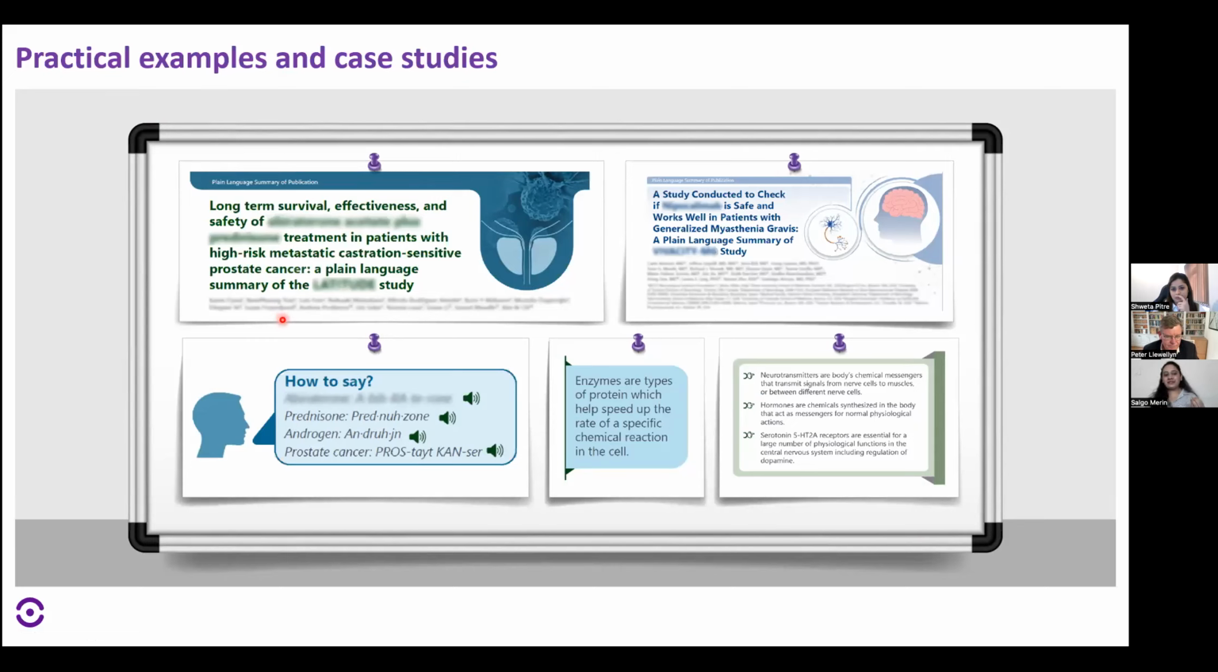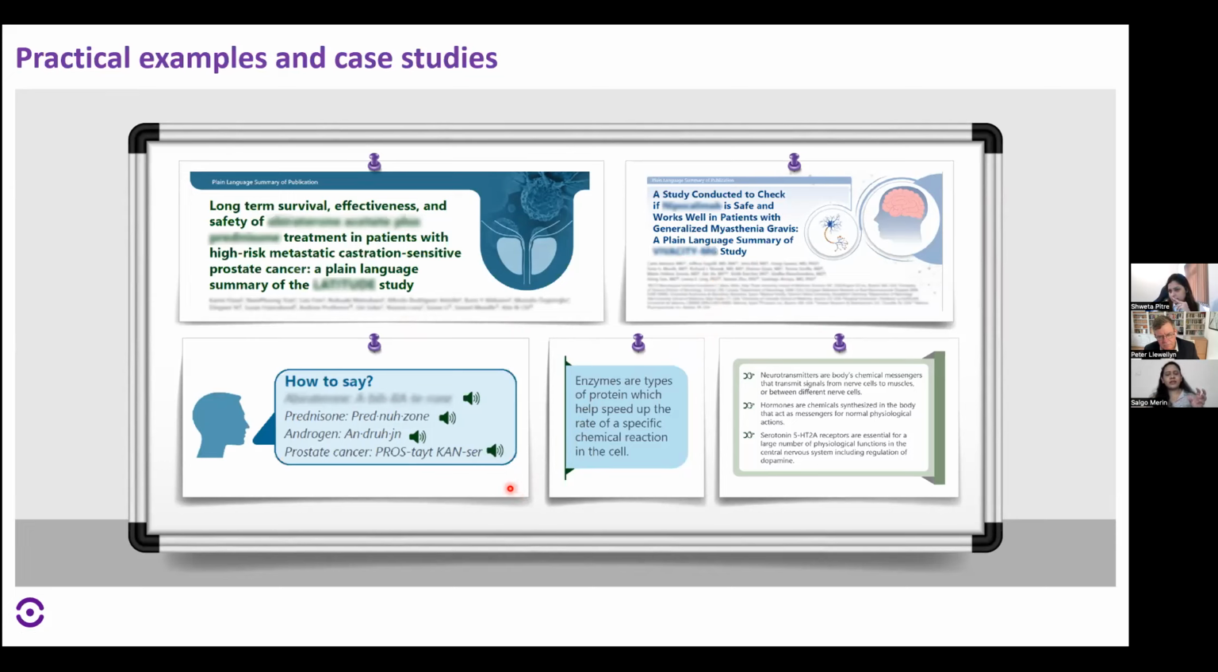Other than that, the first thing you would notice is the titles of these PLSPs. Usually the titles for normal publications are much more complicated, so what we have tried to do here is make them simple, using terms like effectiveness instead of efficacy, or asking does this drug work, is this safe, and does it work well in patients. These are changes in word terminology that help make it easier for patients or any lay language specialist to understand these things.